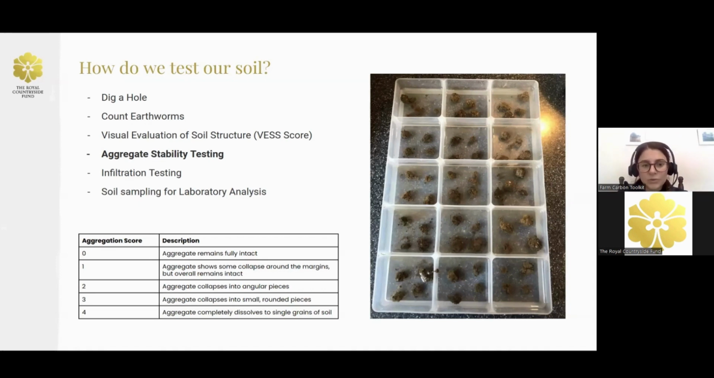How we score it is using this scorecard on the left-hand side, whereby a score of 0 would suggest that the aggregate is still fully intact, and a score of 4 is that you have no aggregate left. It's completely dissolved into the water in the tray. So it's another really useful test that we can do at home, and it might be useful to compare the different systems of the farm, of our silage or grazing or arable or grassland, and see if there are any trends that emerge from around the farm and how different management might be influencing those underlying changes.